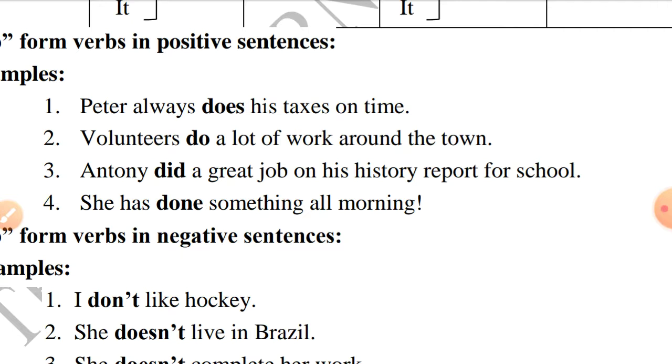He, she, it means does, because third person singular, so does. Volunteers do a lot of work around the town. So volunteers, third person plural, they. So do. Understood? So like this only you have to concentrate.